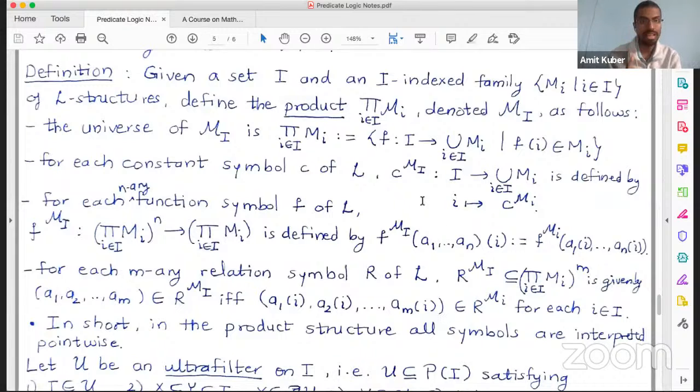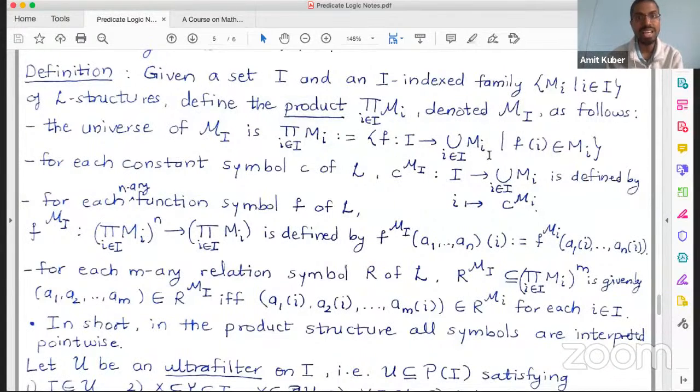The only thing I want to highlight here is that the universe, the product of the M_i, consists of choice functions, which you have seen in the first lecture. It is a choice function from the set I to the union of the M_i such that f(i) belongs to M_i. Here we are, of course, assuming the axiom of choice to have the existence of choice functions.